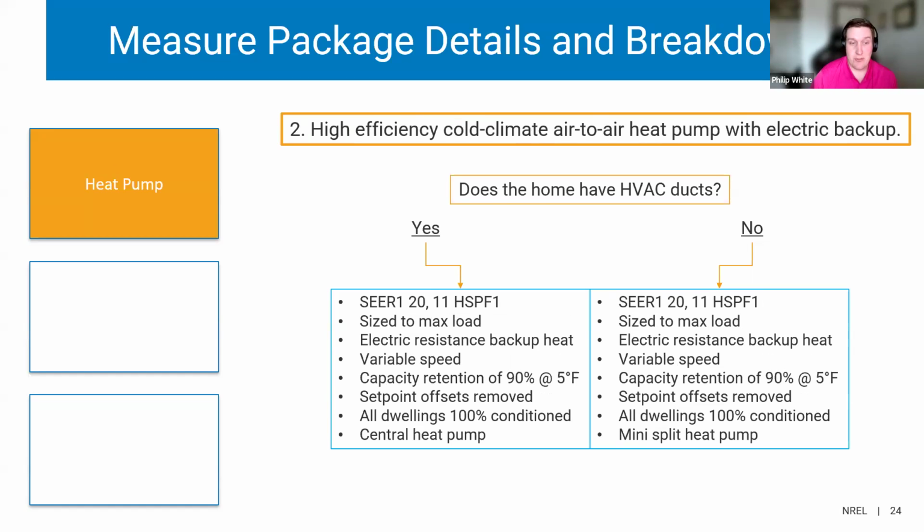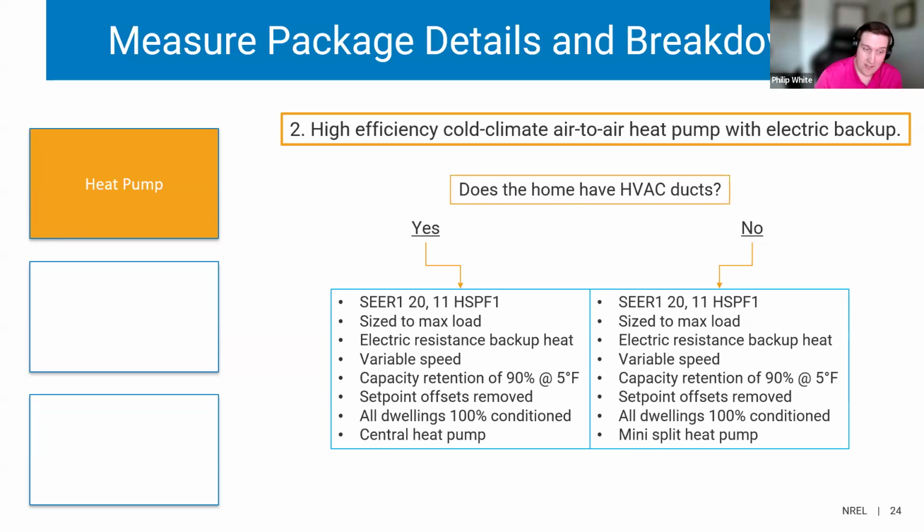On to measure package 2. This is a high efficiency cold climate air-to-air heat pump with electric backup. For both ducted and non-ducted homes, this heat pump has a SEER 1 rating of 20 and an HSPF 1 rating of 11. It's sized to max load, still uses integrated electric backup heat, is variable speed, and has a capacity retention of 90% at 5 degrees Fahrenheit.